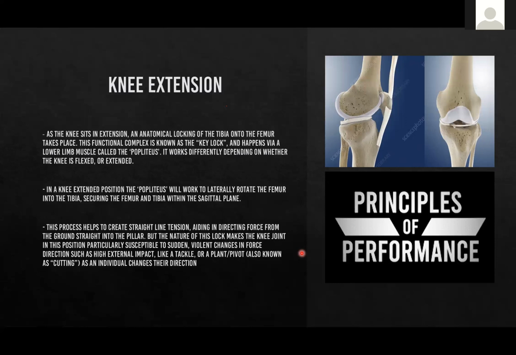But the nature of this lock makes the knee joint in this position particularly susceptible to sudden and violent changes in force direction, such as high external impact, like a tackle, or a plant or pivot, which is also known as cutting, as an individual changes their direction. So it's designed specifically to aid in creating straight line tension and force in a straight line. However, it works against the body when we are trying to move or navigate force in the other two planes. But that doesn't mean that the knee is a bad joint. It just means that we have to consider the way we think about it.